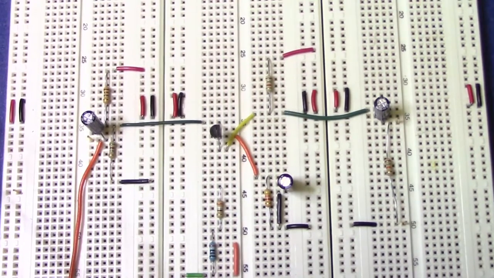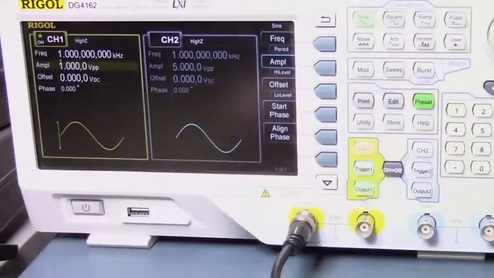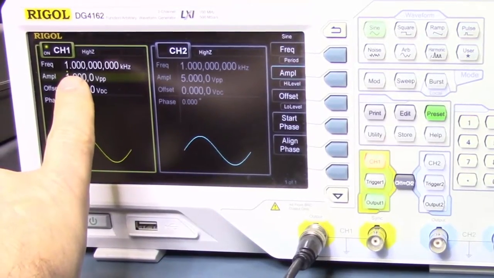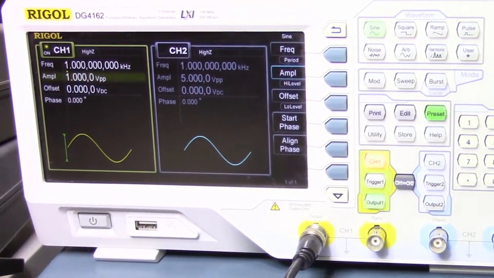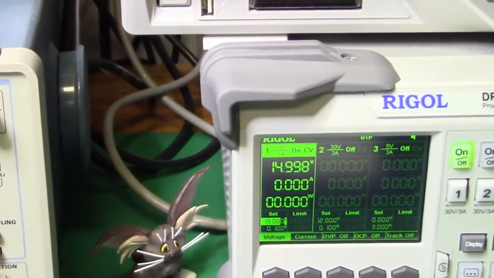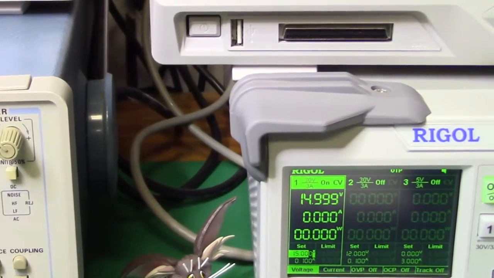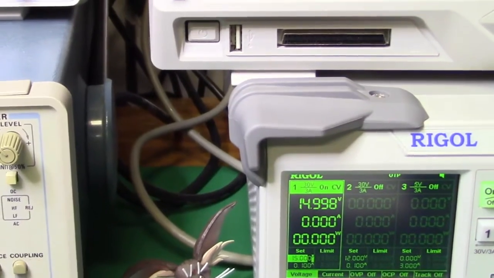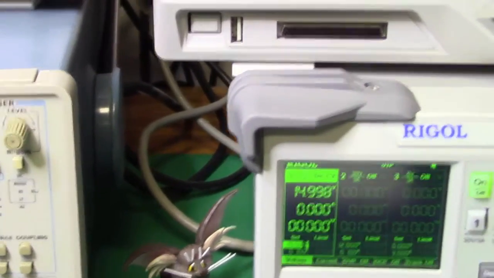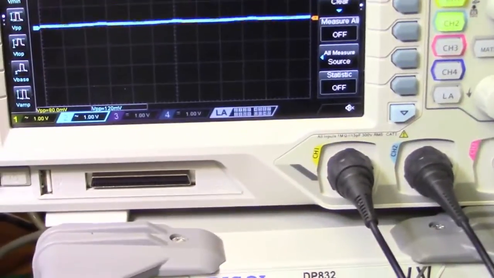And then we'll see what the gains are going to be and how we can get some pretty good stability out of this voltage divider bias circuit. Here are my starting parameters. I'm working with a 1 kHz input signal at 1 volt peak to peak, and I have a DC voltage applied of 15 volts, and right now everything is turned off, so we'll turn our signal back on and take a look at it on the scope.